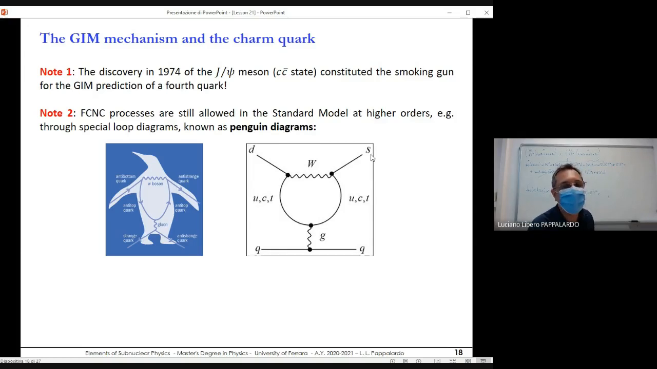So this cannot occur at tree level, but only through these more complicated penguin diagrams, where essentially a W is emitted here. Then we have a loop of up-type quarks, so u, c, or t, and then at the end a gluon that connects this with the spectator quark. So it is possible in the standard model, but only through more complex diagrams. And since we now have more vertices, this is of course a much less probable process. In other words, it is possible but suppressed.